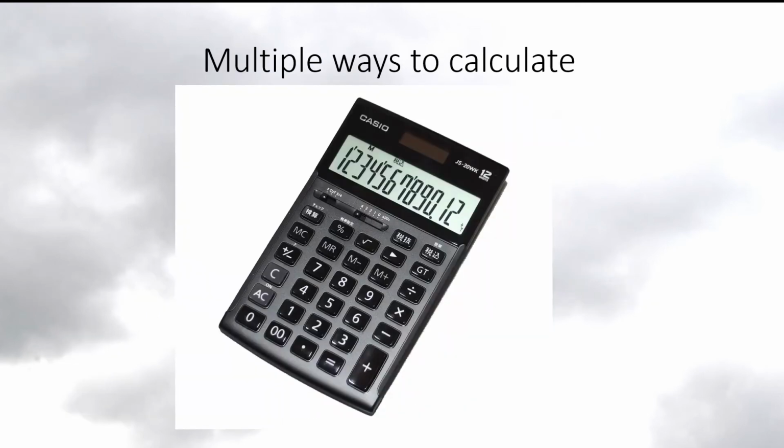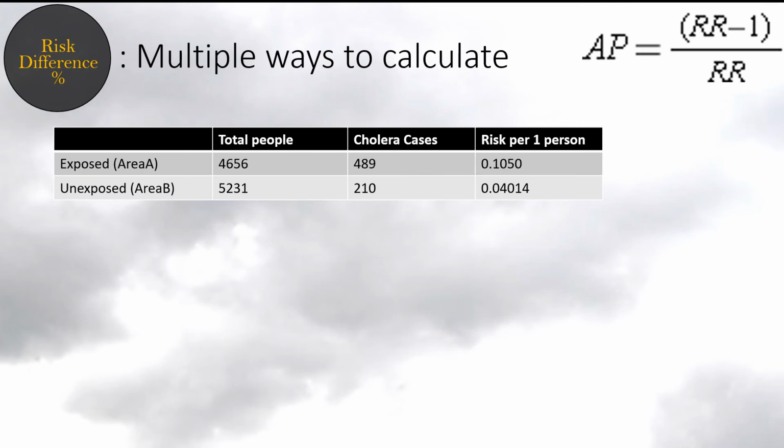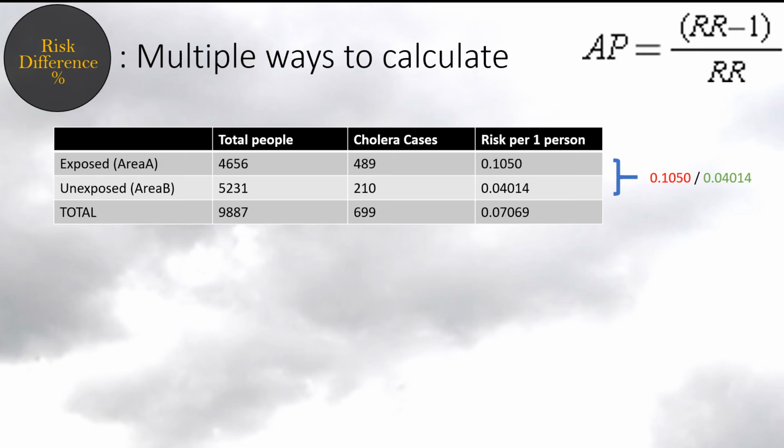However, there are multiple ways to calculate this. At the top, we've got AP, which is attributable proportion, which is the same as risk difference in percent. Now, we chuck our total in there. We don't even need the total, because you should be able to remember the relative risk, or risk ratio. So that is the R1 divided by the R0.